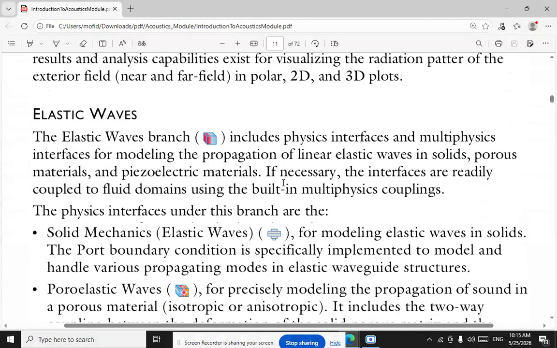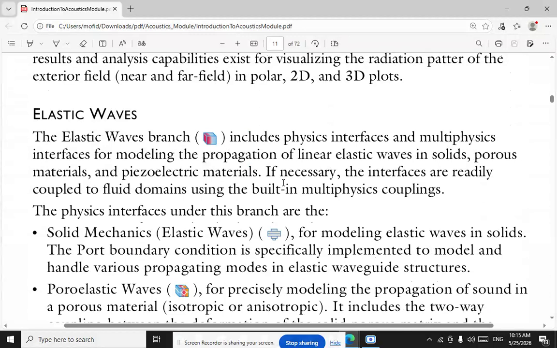So, the elastic waves branch includes physics interfaces and multiphysics interfaces for modeling the propagation of linear elastic waves in solids, porous materials, and piezoelectric materials if necessary. The interfaces are readily coupled to fluid domains using the built-in multiphysics couplings.